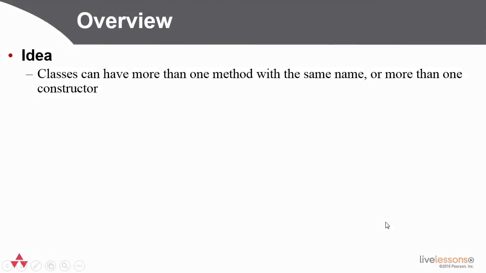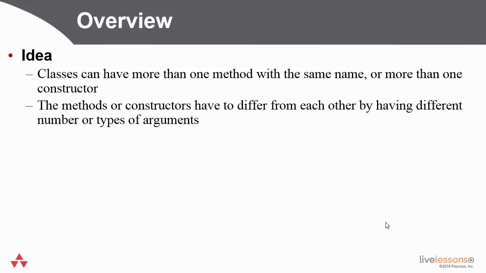The first new concept in this section is overloading. The idea that you can have more than one method or more than one constructor with the same name. But if you have more than one method or constructor with the same name, how is Java going to know which one you mean? And the answer is by looking at the argument list.